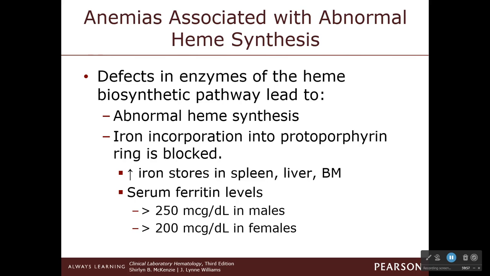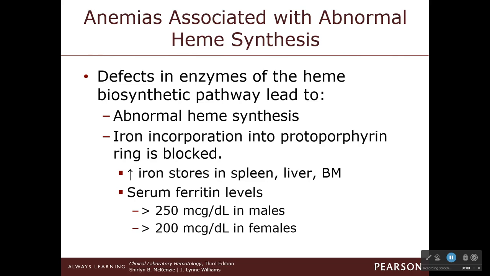So this, of course, is happening in the mitochondria and the cytoplasm of the erythroblast, okay? So if you don't have the enzymes, you can't make heme. You can't make the production of heme. So if you can't make the production of heme, you can't make hemoglobin, which is usually what our problem is. So iron incorporation into the protoporphyrin is usually blocked in these. So you have increased iron stores.